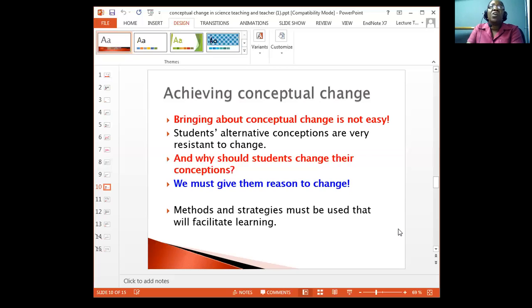Another one is about how AIDS is spread. Even though there still is some degree of stigma attached, if somebody knows that you have AIDS, for example, they wouldn't want to touch you, they wouldn't want to share anything, not even be in the same space as you are. And so students who have been exposed to a wide range of ideas have very resistant ideas, and we have to give them reason to want to change, right? And therefore we have to use methods and strategies that will push them towards changing.